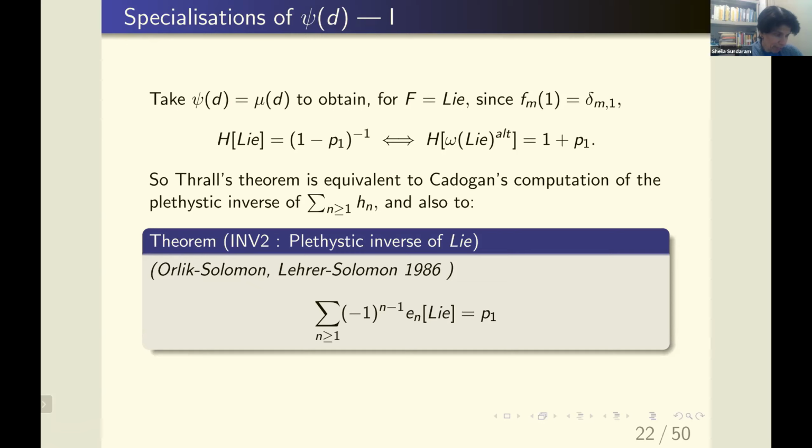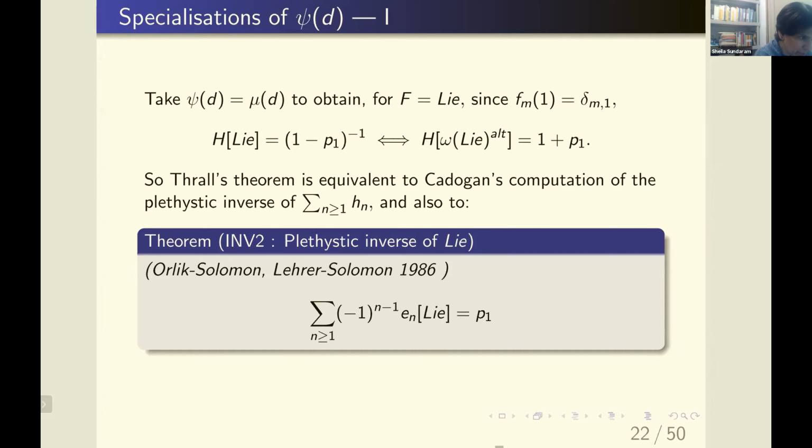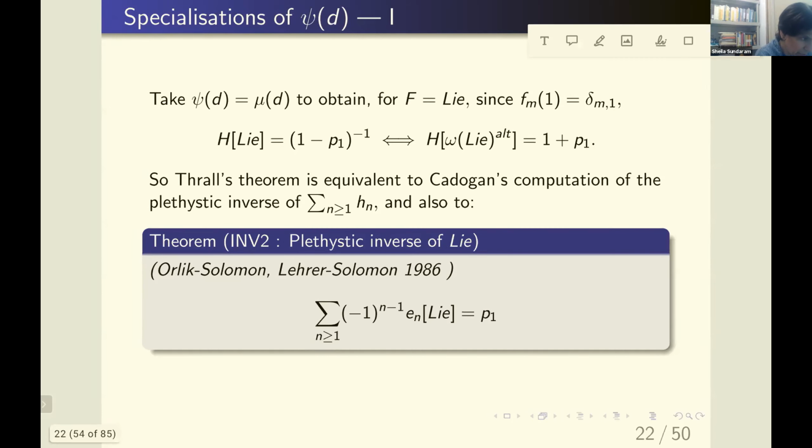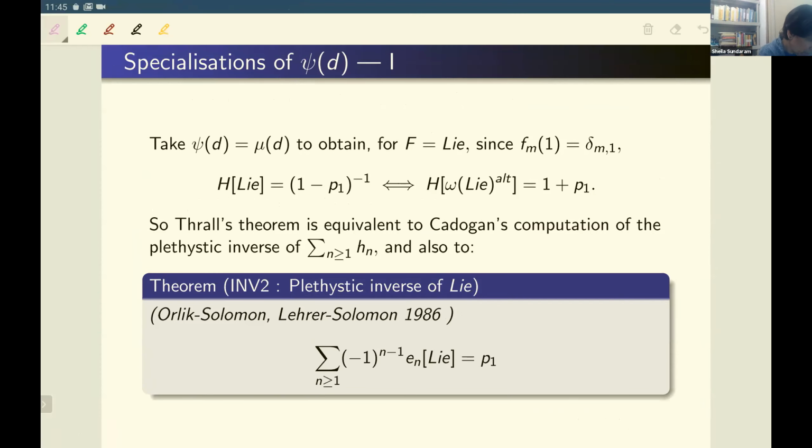So what am I doing here? I'm doing something a little bit different. What I end up with is the plethystic inverse of the Lie's, right? And the outside factor is the alternating sum of the E's. Okay, so how do I get that? Let me just say very quickly how I get that. It's a simple observation that I didn't write down.